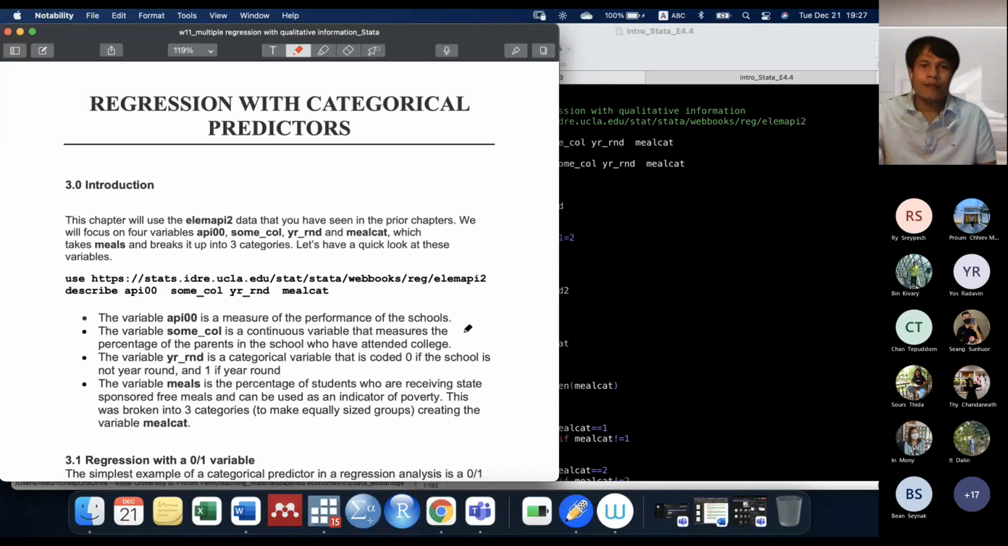Please open this data program. We are going to use the data from the last application. All right, use the same data, the elementary academic performance 2. You ready? Can I start now?